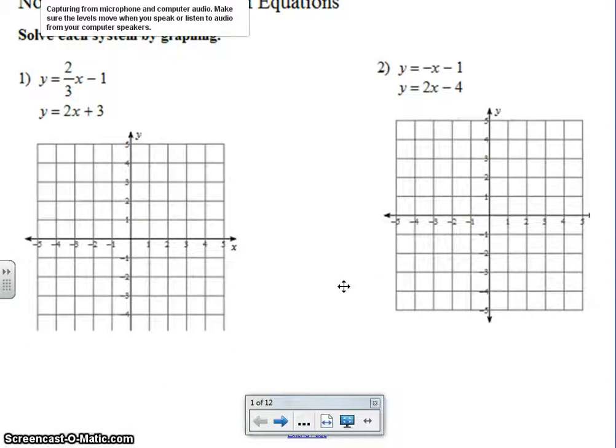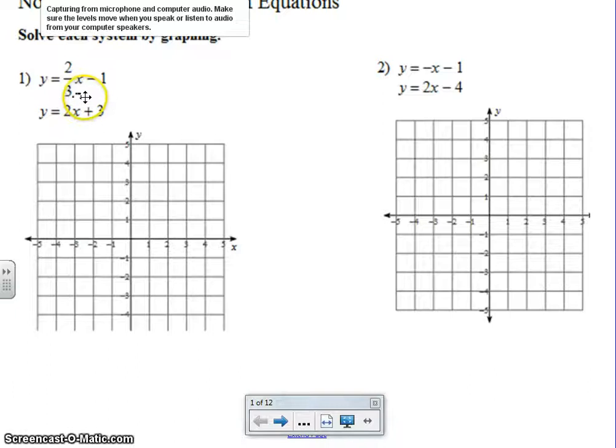All right, the lesson on 3.1 and 3.2 is going to start as kind of a refresher for what we knew from Algebra 1 on solving systems. We're going to first solve this system by graphing.